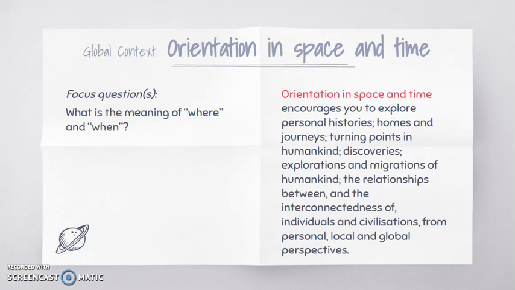The global context, orientation in space and time. The focus question is, what is the meaning of where and when? Orientation in space and time encourages you to explore personal histories, homes and journeys, turning points in humankind, discoveries, explorations and migrations of humankind, the relationships between and the interconnectedness of individuals and civilizations from personal, local and global perspectives.